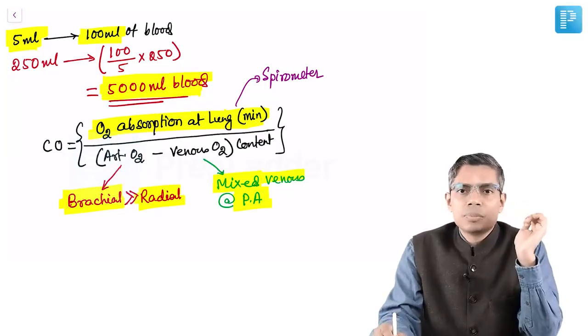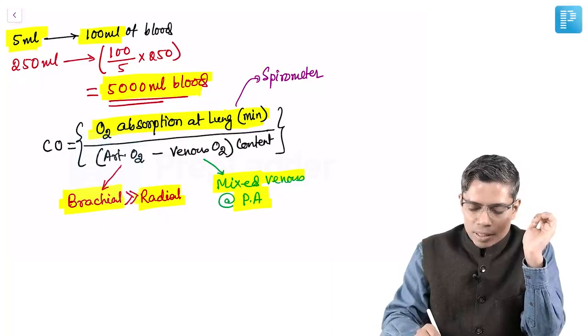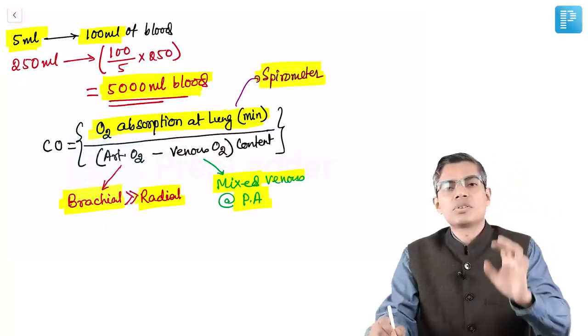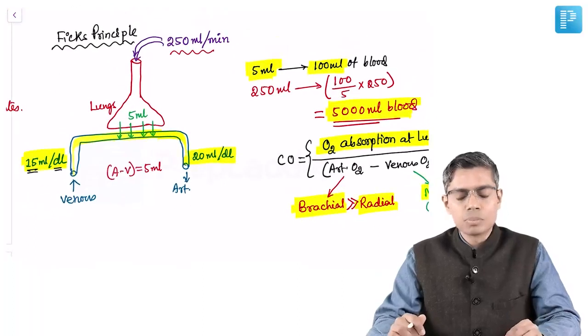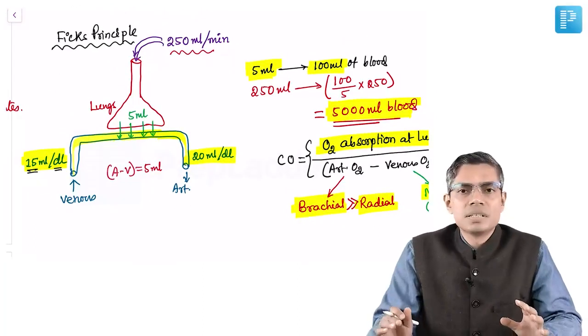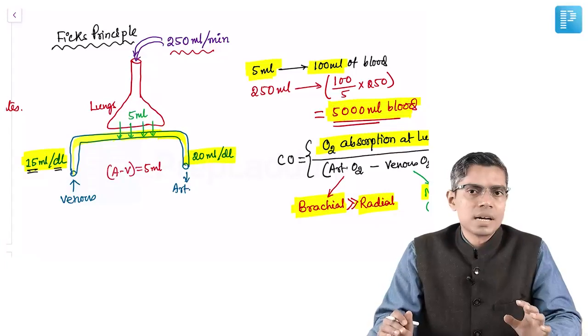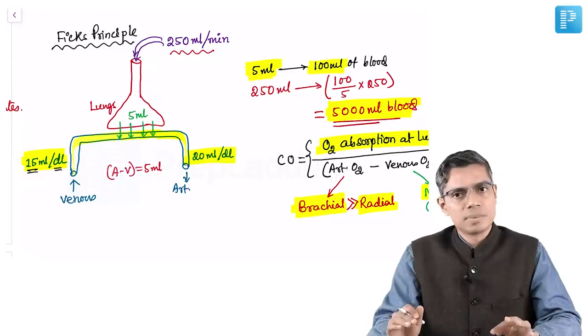In both the samples you have to measure the oxygen content, and by using the spirometer you have to measure how much oxygen the person is consuming. In this way you can calculate the cardiac output of the person. Obviously this is an invasive method, you can easily understand that, right? So this is all about Fick's principle.